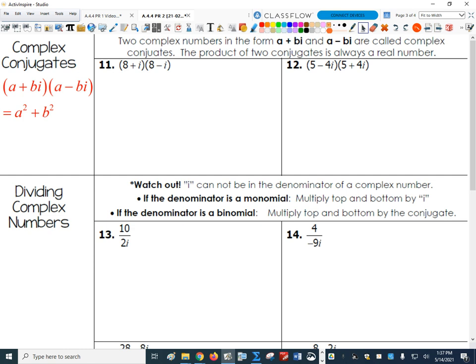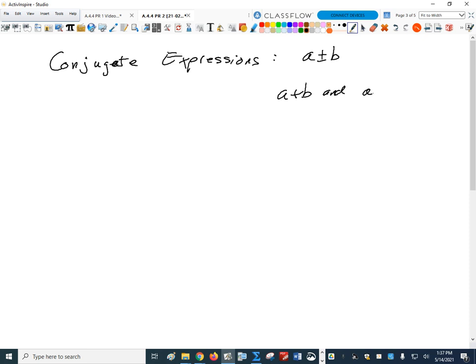And conjugates, remember, I mentioned conjugates earlier in the year. You may not remember what conjugates are, so let me just remind you. Conjugates are terms that have this kind of pattern. Conjugate expressions, or just conjugates, look like this: a plus or minus b. In other words, a plus b and a minus b. So I've got this first term and this second term that are being added in one case and subtracted in another case. And together, those are called conjugates.